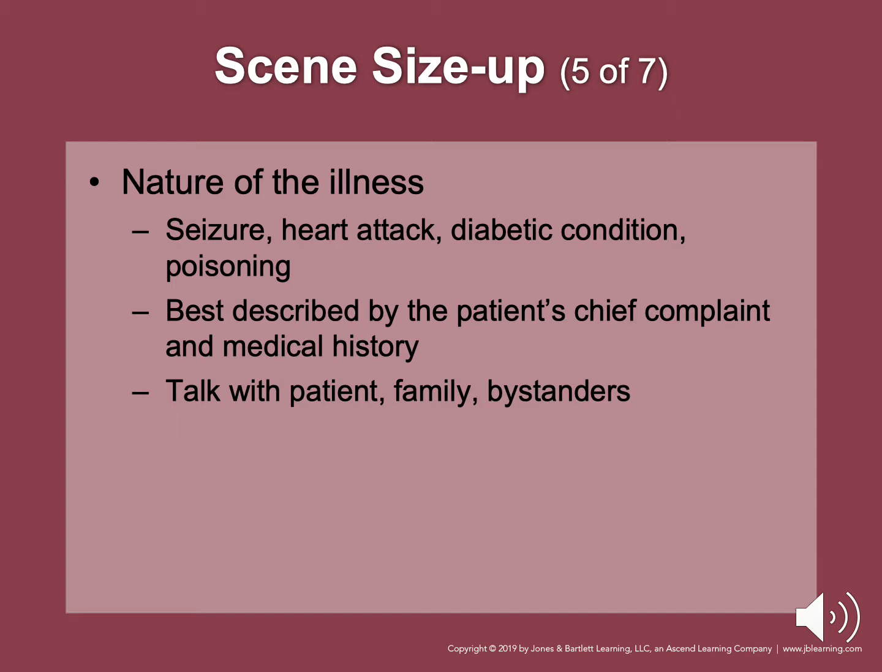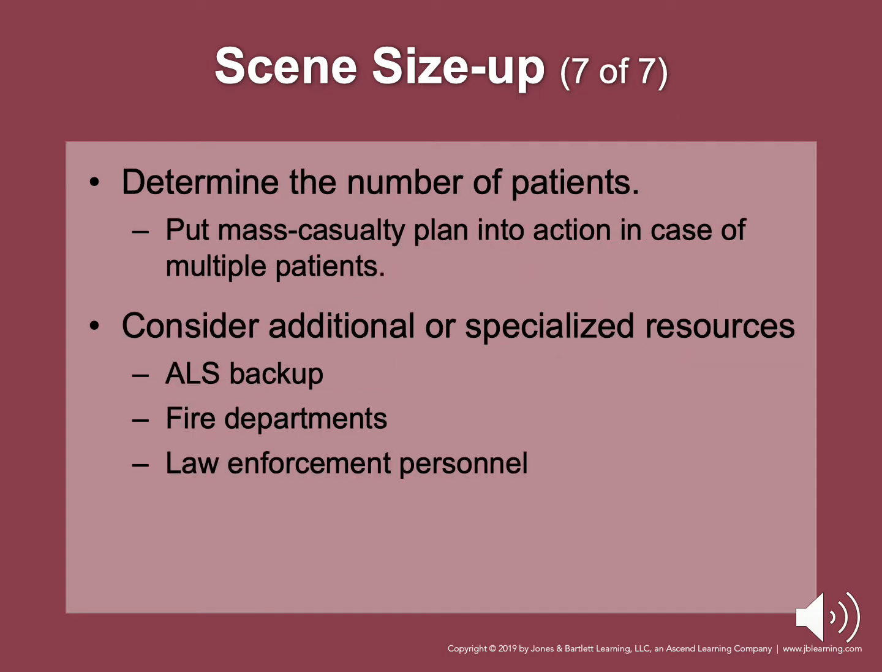So, determine the number of patients and put in the actual mass casualty plan. I always remember that a mass casualty incident is an event that poses more patients than your system can actually handle at one time. So you need to keep in mind on a daily basis how many ambulances you have on duty and what you can handle. Most MCIs will implement the ICS system as far as calling for additional resources and beginning your triage.